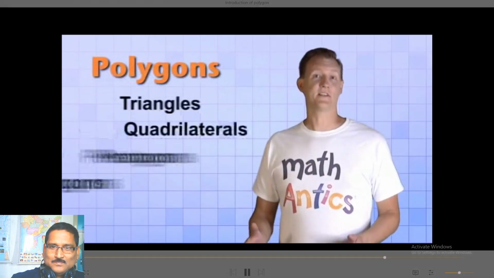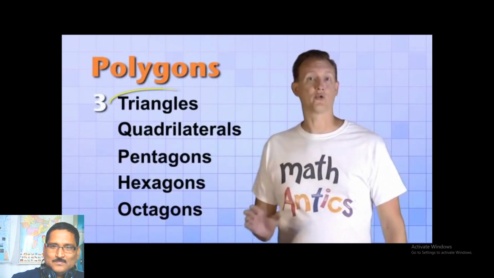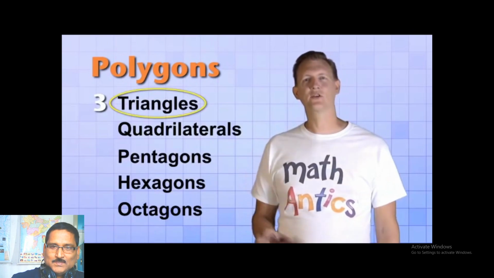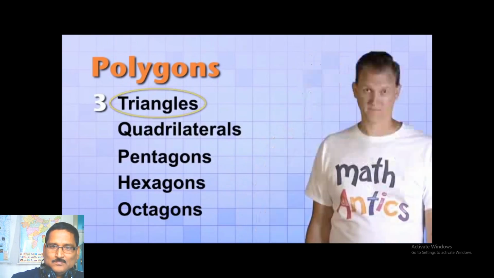Okay, so after playing that game, you should have a really good idea of what a polygon is and what it is not. The last thing I want to mention is that some polygons have special names depending on how many sides they have. Here's a list of the most important ones to know. 3-sided polygons are called triangles. Triangles are so important in geometry that they'll get a whole video of their own.